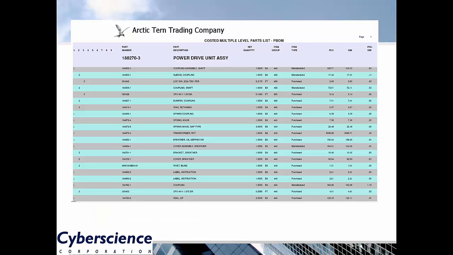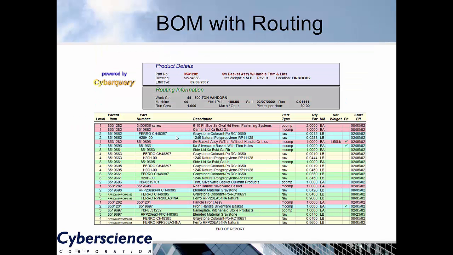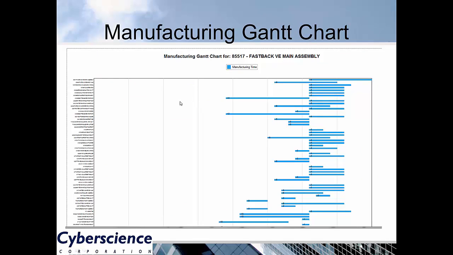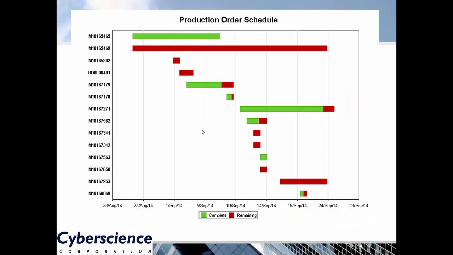Here's an example of a costed and indented bill of material. Here's a bill of material with a routing on top of it. Here's a bill of material represented in a Gantt chart showing the start times of each of the subcomponents. Here's a production order schedule showing % complete. So green is complete, red is remaining. So you can see some of these jobs are complete, some of them haven't started. Some are partially complete. So just a nice representation of what's going on out on the shop floor. And again, these can all have drill down where a user can click and see what's going on with any given job.